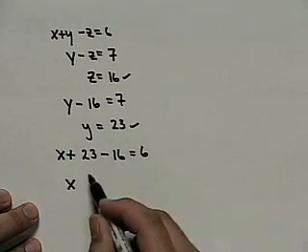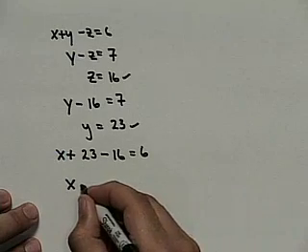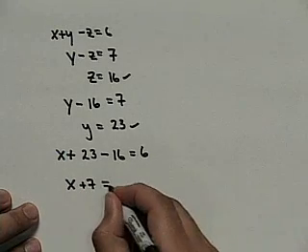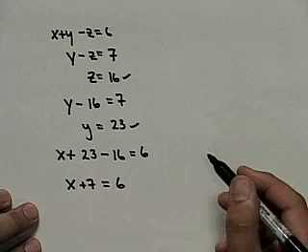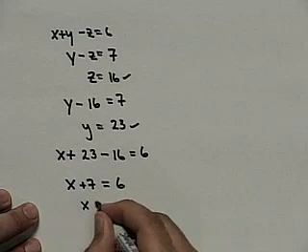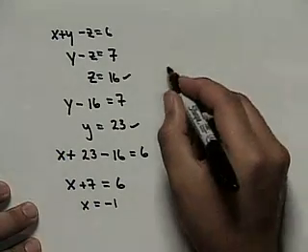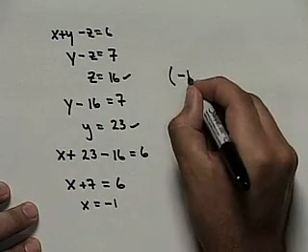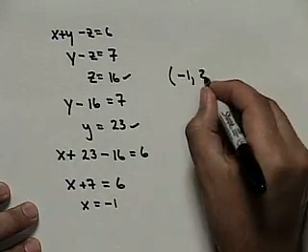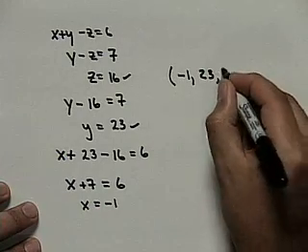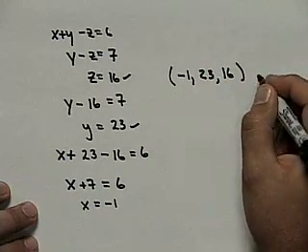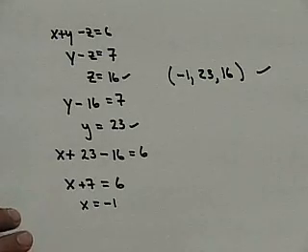Well, x and then 23 minus 16 is positive 7, and that equals 6. So now subtracting 7 from both sides, we get that x equals negative 1. So our solution for this system would be the point negative 1 for the x value, 23 for the y value, and 16 for the z value. And that would be the solution for that particular system of equations.